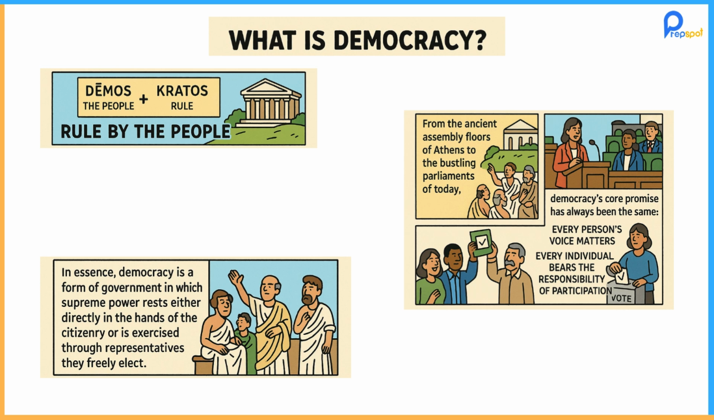At its heart, democracy derives from two Greek words, demos, meaning the people, and kratos, meaning rule or power. Literally translated, democracy is rule by the people. But this simple etymology masks a rich tapestry of ideas and practices that have evolved over more than 2 millennia. In essence, democracy is a form of government in which supreme power rests either directly in the hands of the citizenry or is exercised through representatives they freely elect. From the ancient assembly floors of Athens to the bustling parliaments of today, democracy's core promise has always been the same. Every person's voice matters, and every individual bears the responsibility of participation.